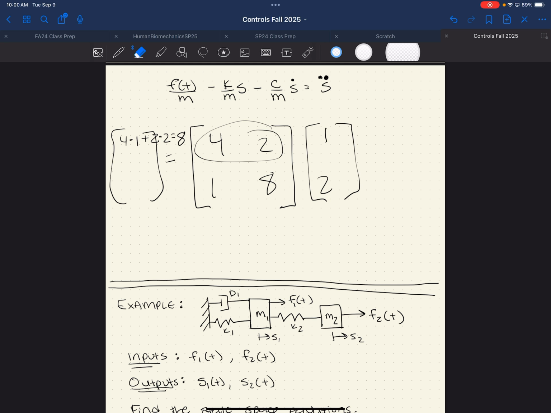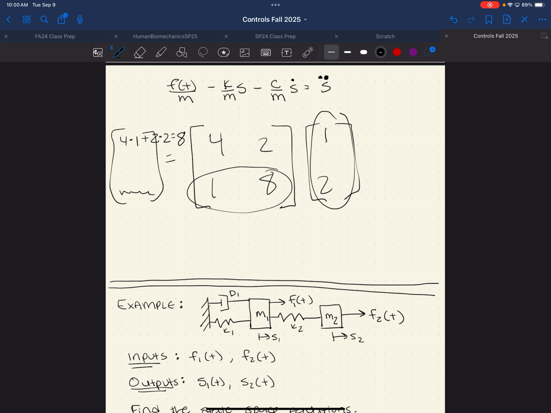Okay, and then this second row, matrix multiplication, is this second row dotted with, again, the first column of the second term. So I should get 1 times 1 plus 8 times 2, which should be 17. So the result here is 8, 17. So just a quick review on matrix multiplication.